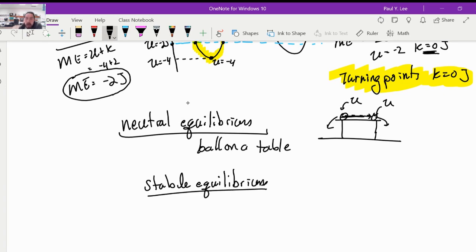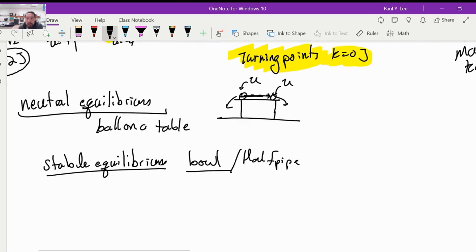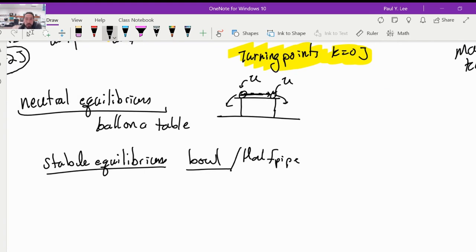And in this case, imagine a bowl, or a half pipe. The stable equilibrium is like, if you were to put a marble in a bowl, or for a half pipe, this will be the bottom of the half pipe. So for the marble in a bowl, over a long period of time the marble will eventually reach the bottom of the bowl.